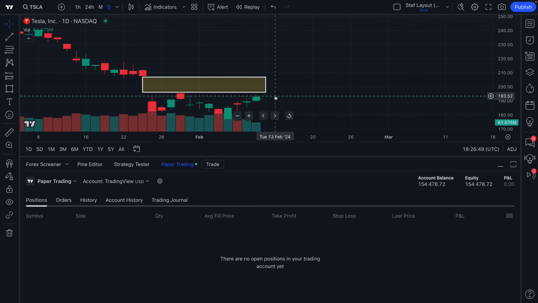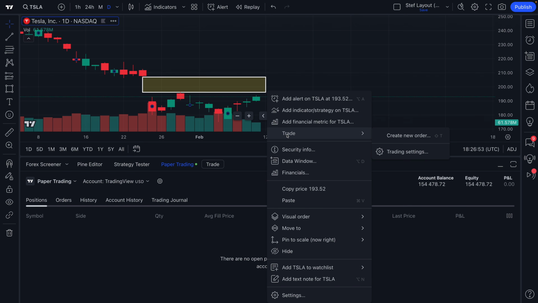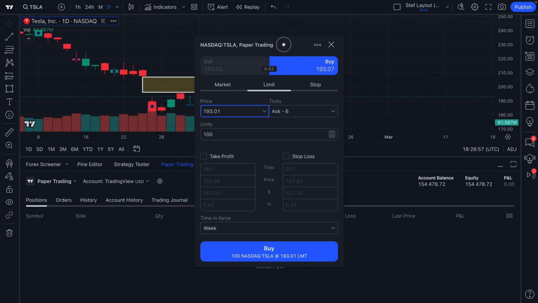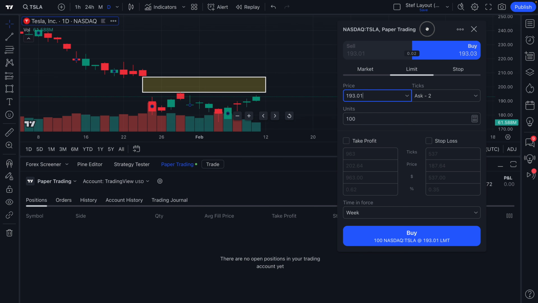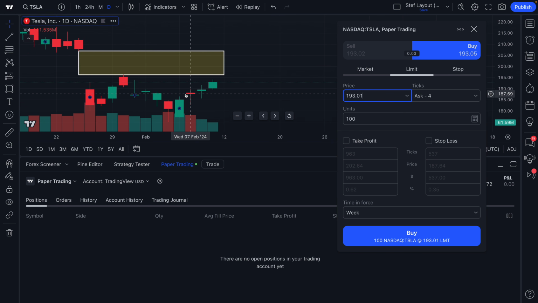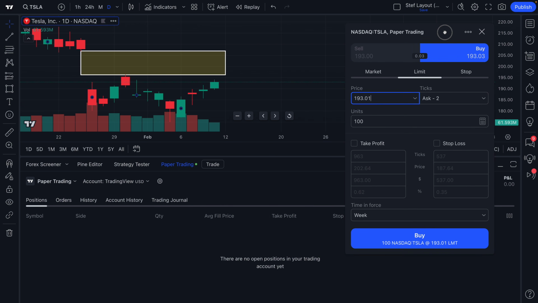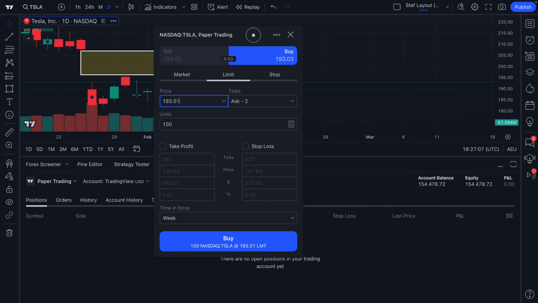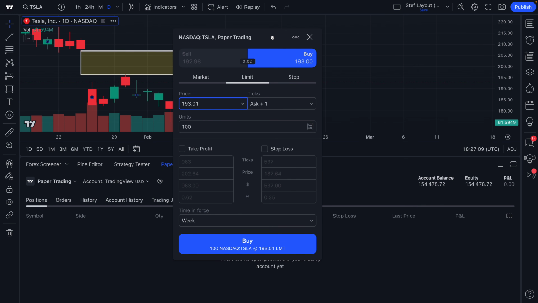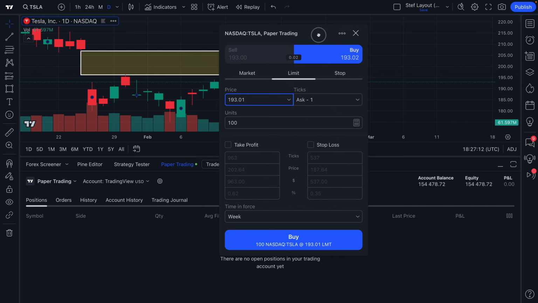So there are a number of ways we can do that. But one of our favorite ways is to right click on the chart. You can see here it says trade, click create new order. And now we've got our order ticket open here, and we can place a trade directly on the chart. What's especially helpful is you can move this order ticket as needed to any point on the chart so that you have a view for you.